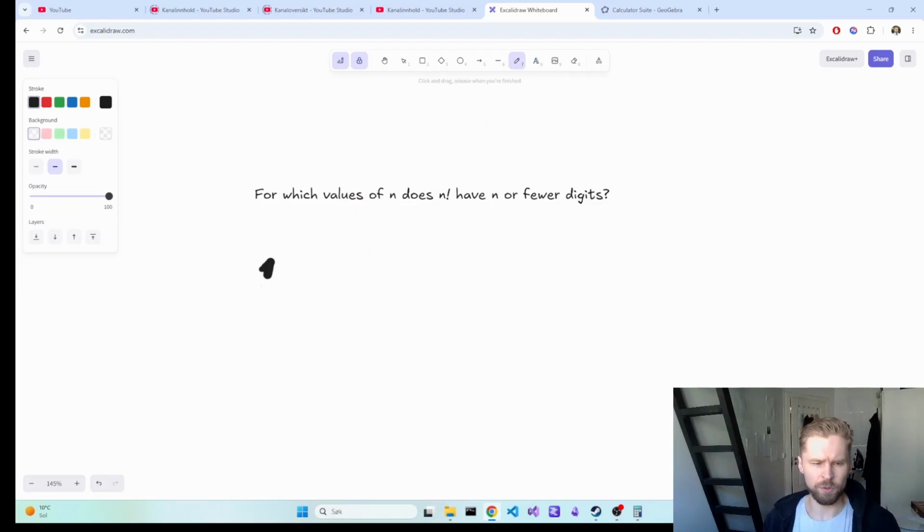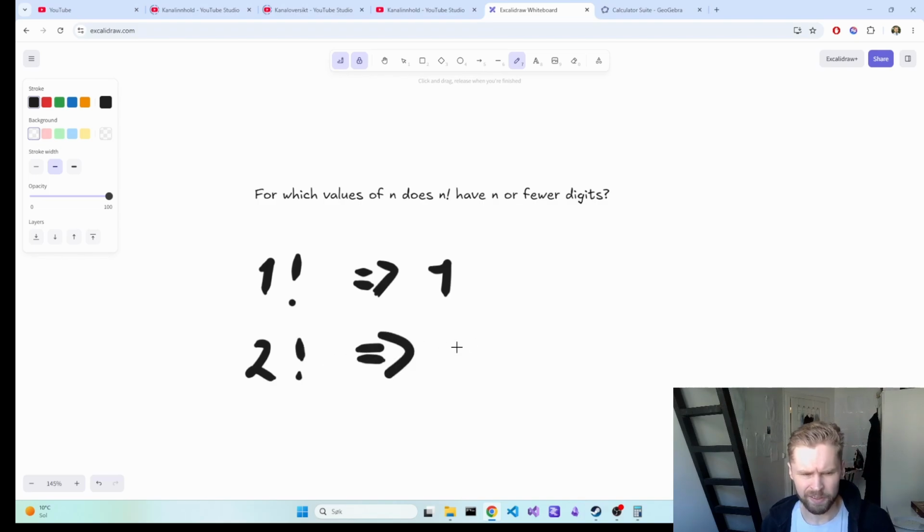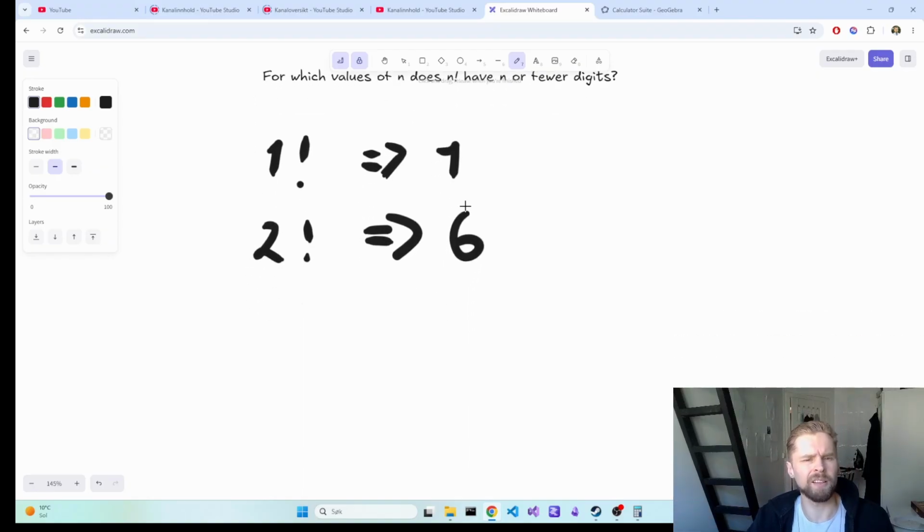1 factorial, that's gonna have 1 or fewer digits. So, 2 factorial, I mean, it's already over. Wait. No, it's not. 2 or fewer. Yeah, this is fewer. This is 1 digit. Yeah. Alright.